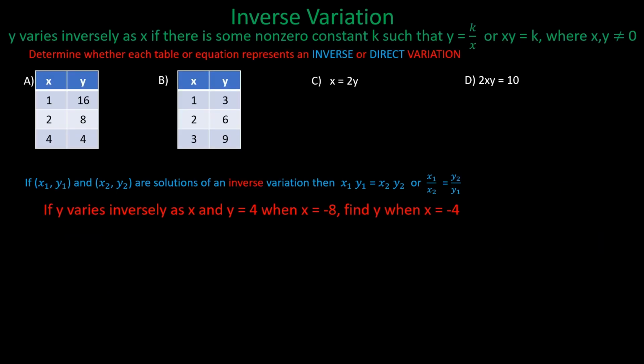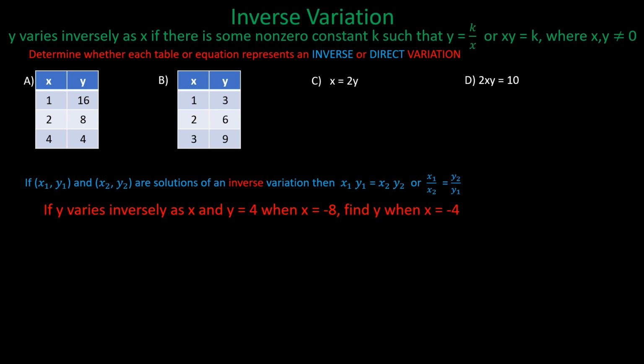Inverse variation. If y varies inversely as x, there is some non-zero constant k such that y equals k over x, or xy equals k, where x and y of course do not equal 0. In direct variation we have y equals kx, but in inverse variation y equals k over x.